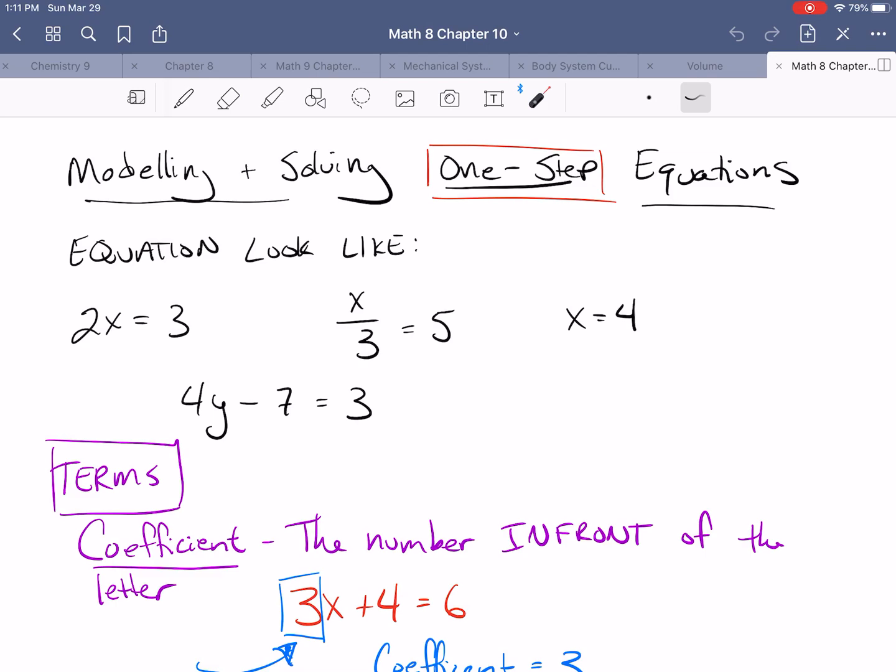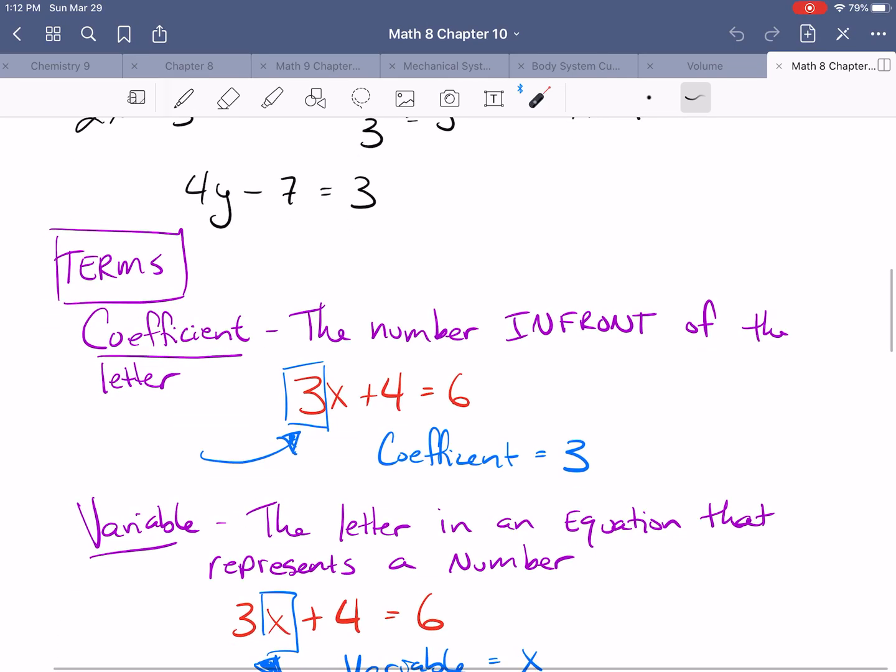This one here, x divided by 3, is basically a division statement, and we need to figure out what number divided by 3 equals 5. That one's easy in my head, because I know that 15 divided by 3 is 5, but we'll show you how to do that one. And then this is also an equation right here, x equals 4. It literally just means that whenever you see an x, it's a 4. And this is the more complicated equation, the 2-step: 4y minus 7 equals 3. We'll get there next time, easy peasy, but we're just going to go with 1 steps first.